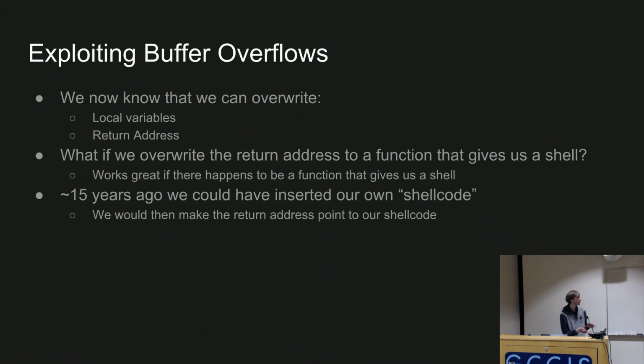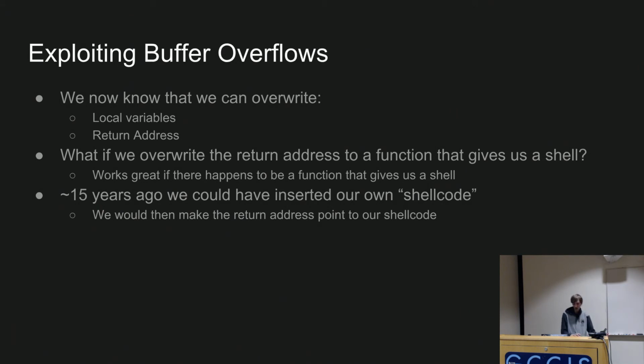So what if we overwrite our return address to some function that happens to give us a shell? Say you just had some function that's like give me a shell. If you just made the return address point to that function, it would do exactly that. You just get a shell. So it really works amazing if you just happen to have some function in your code that gives you a shell. But obviously, most code won't have a function called give me a shell. So this would work great if we could get around that.